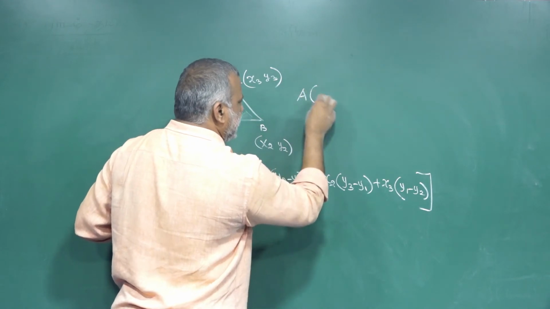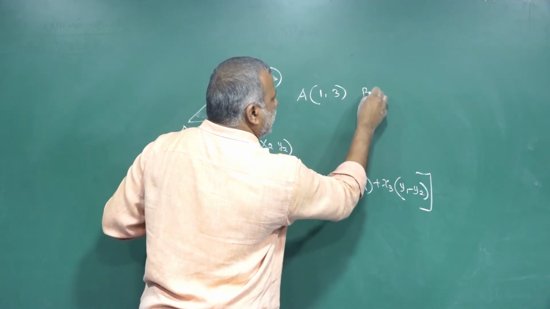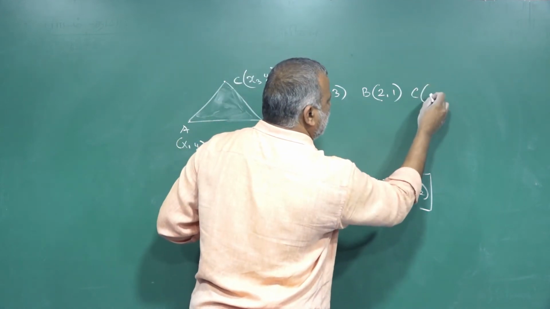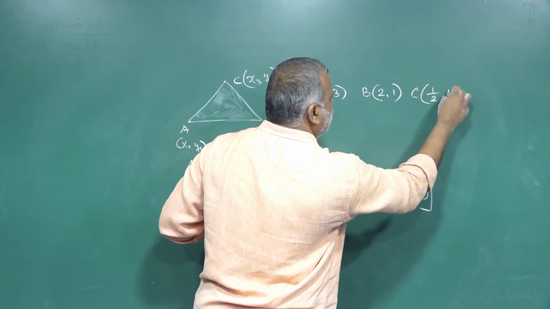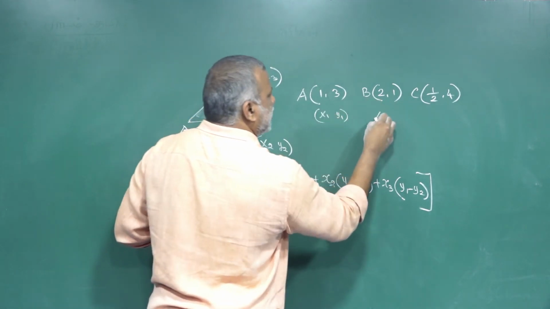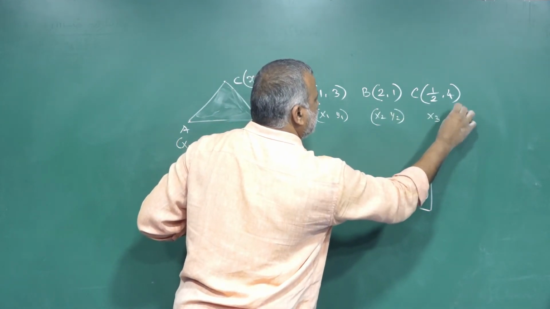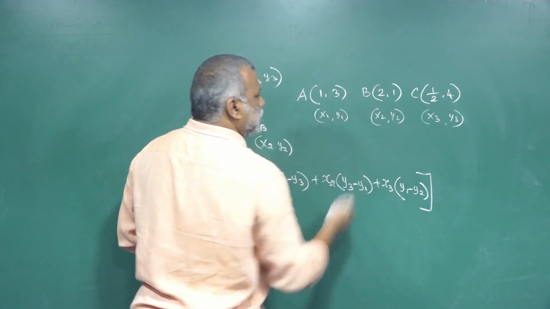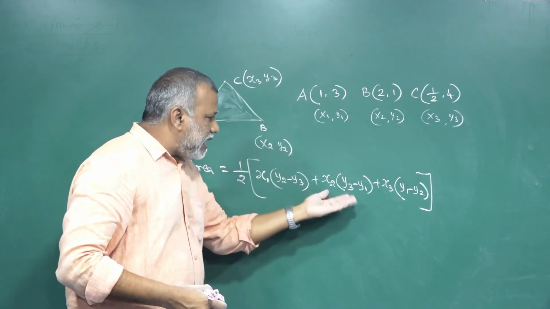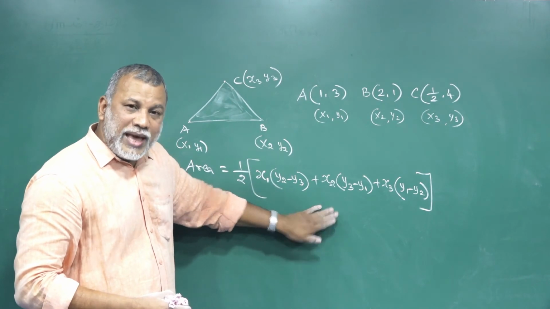What is the value of A? That is the given point (1, 3). The point B is given as (2, 1), and the point C is given as (1/2, 4). Name the first (x1, y1), the second (x2, y2), and the third (x3, y3). Dear students, you have to substitute this, and after simplifying, suppose we get 0 as the result.